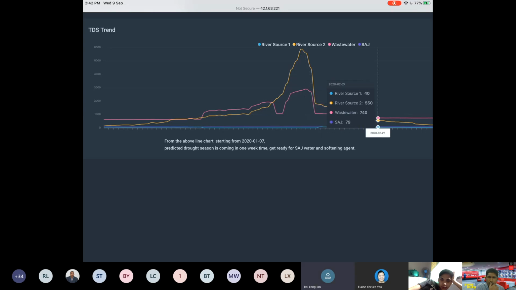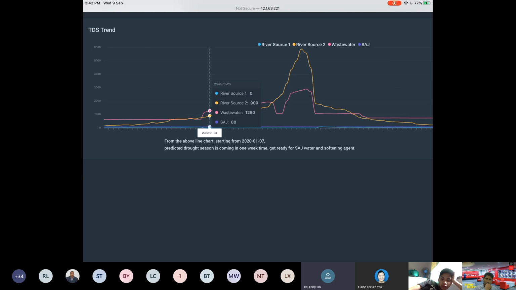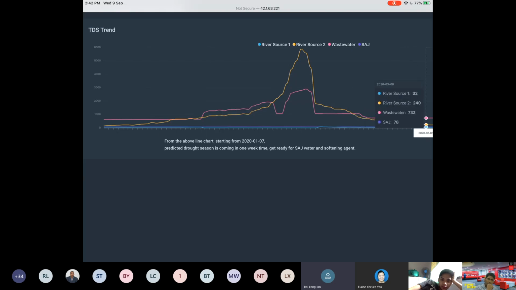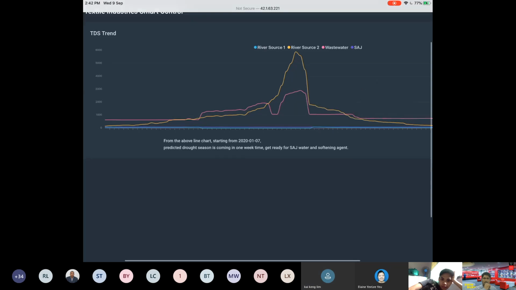Whereas government water, because SAJ is actually referring to government water, you look at it, government water, there's not much change. The reason is government water at Batu Pahat, they are taking another source of water, which is even further away from Batu Pahat. That's why there's not much change in this government water TDS.